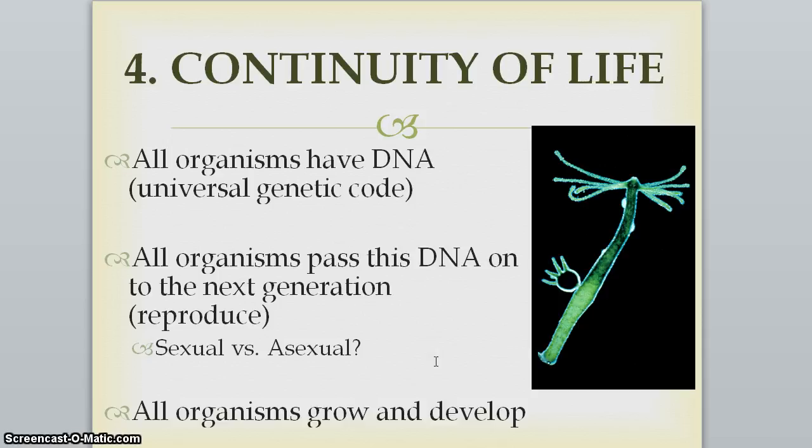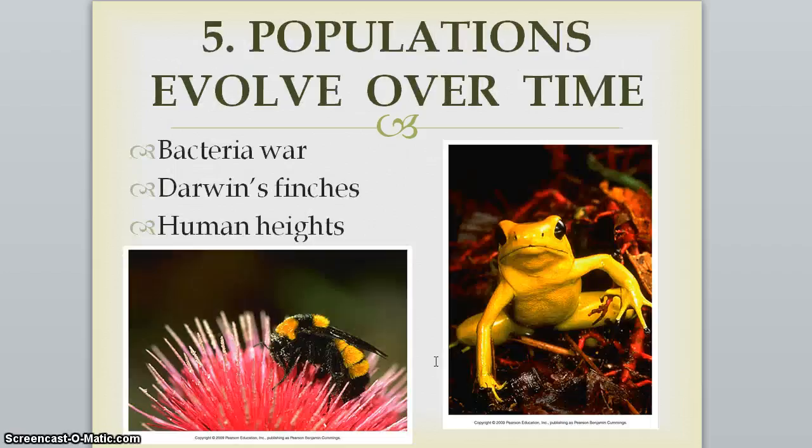Okay, life will continue to go on. The last characteristic of life is that populations evolve over time. Okay, so we have a variety of different ways that populations evolve. Okay, they evolve to get specialized features. If you look at Darwin's finches, those organisms evolved from one common ancestor and developed all these different features.